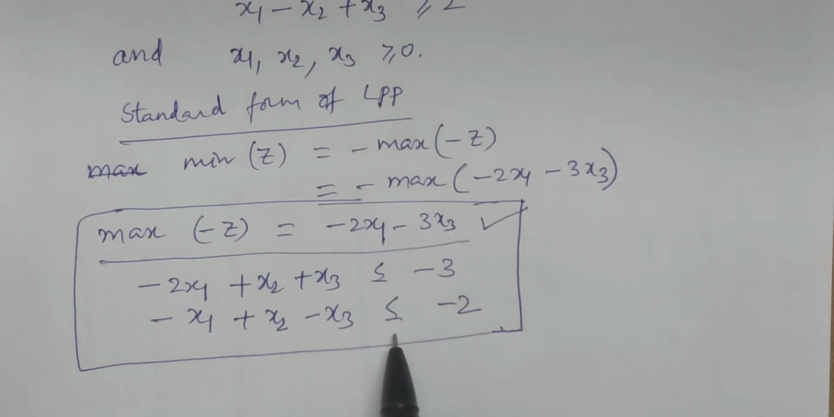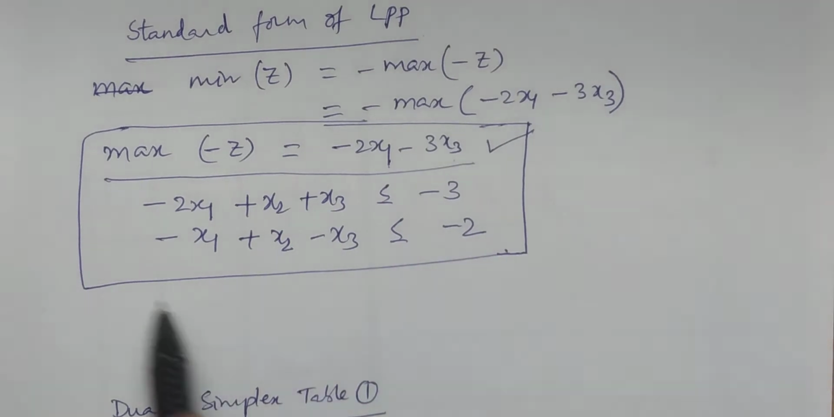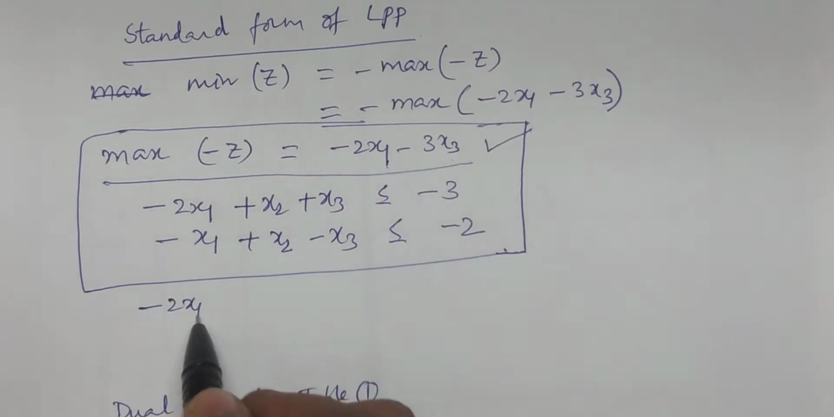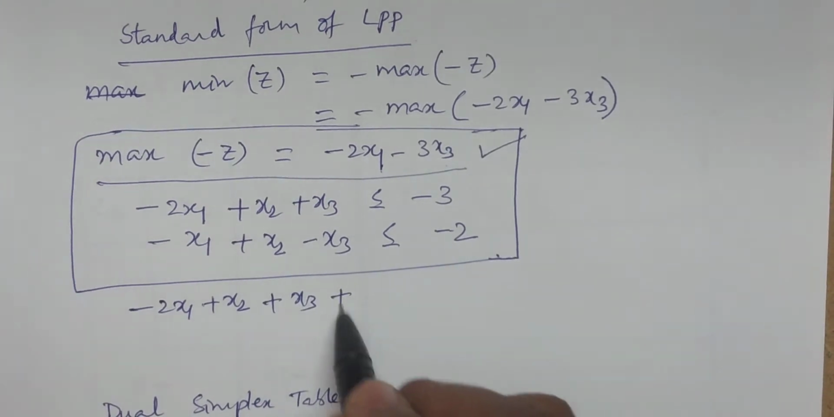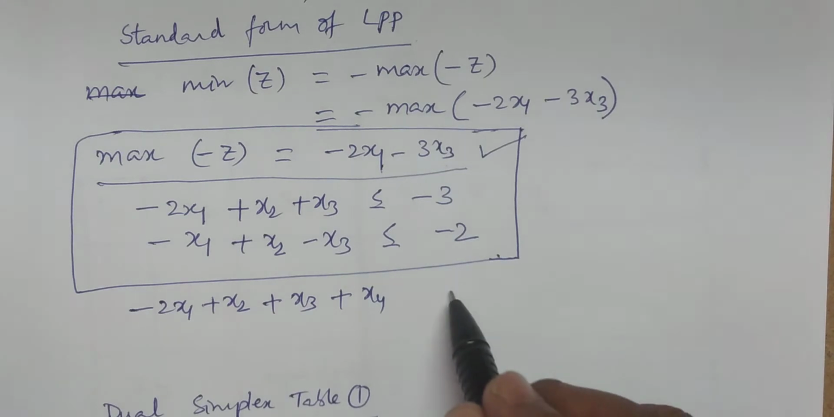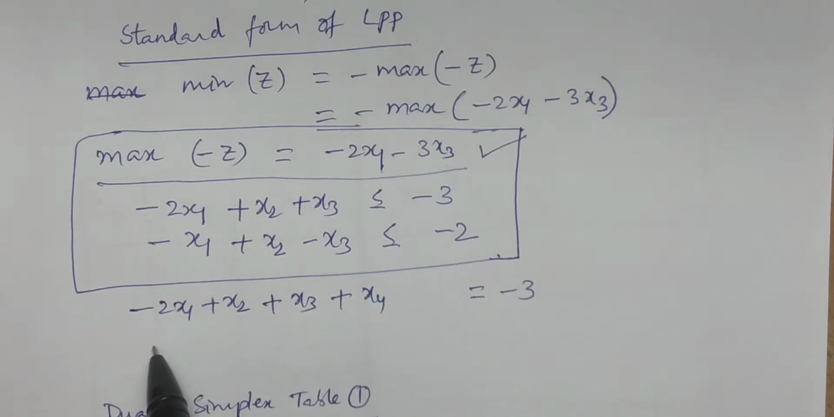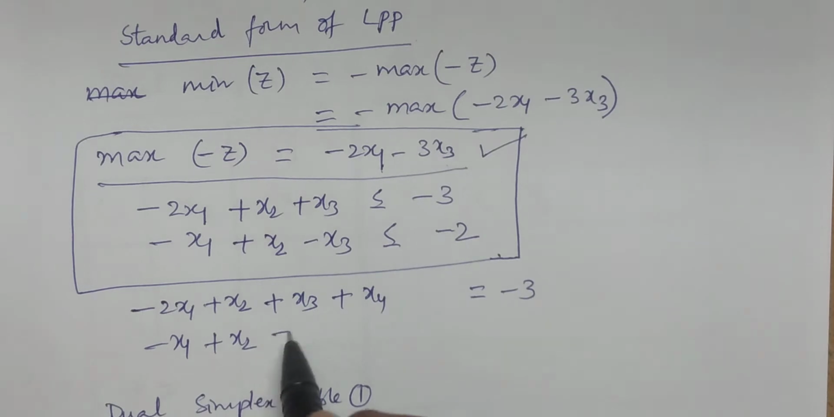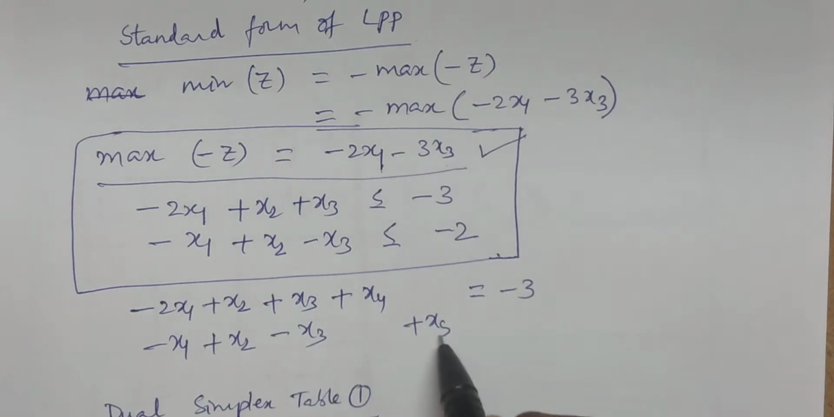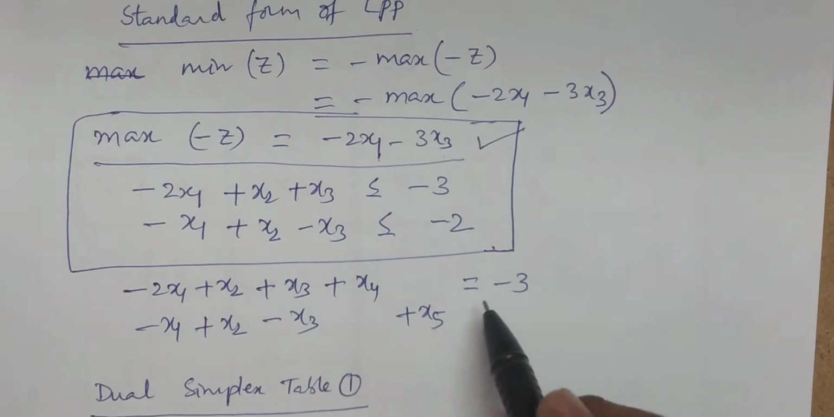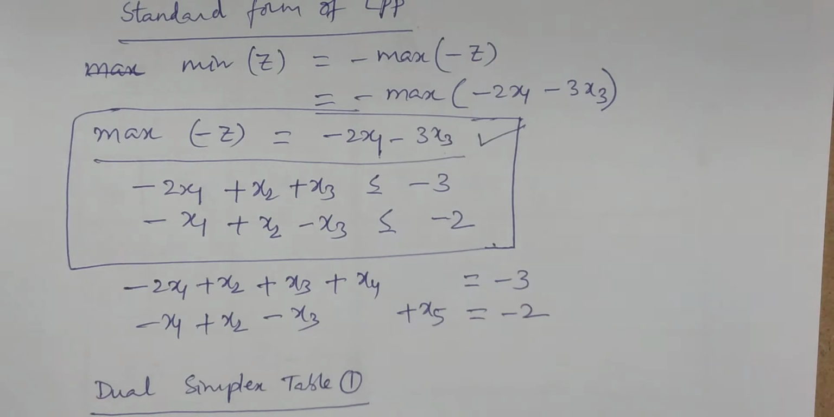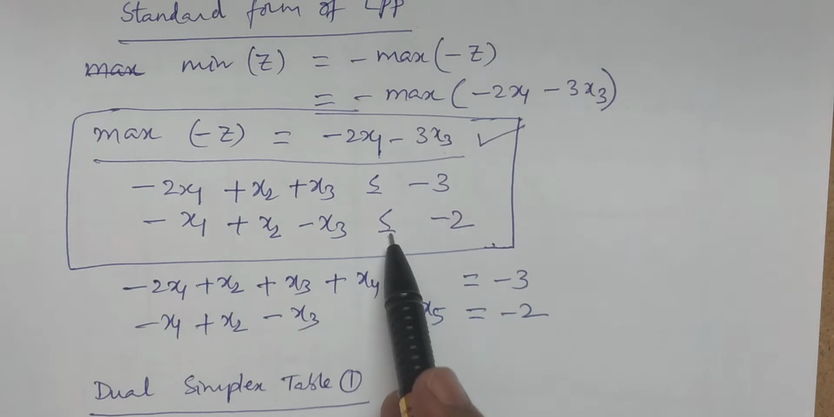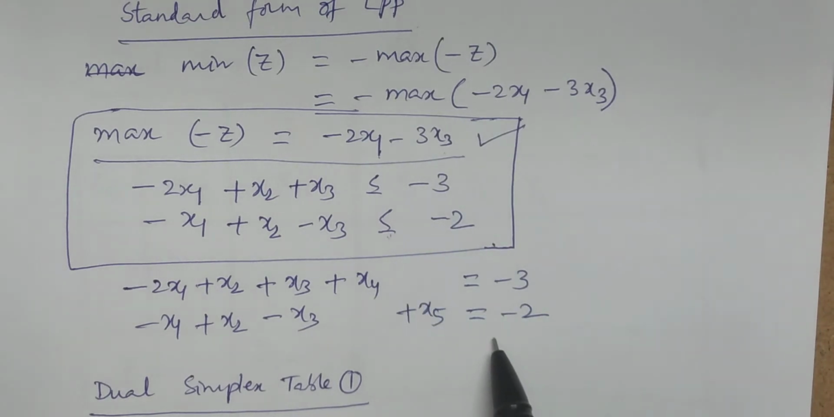Now, for the less than or equal to constraints, introduce slack variables: minus 2x1 plus x2 plus x3 plus x4, introducing slack variable x4, is equal to minus 3, and minus x1 plus x2 minus x3 plus x5, one more slack variable introduced here, is equal to minus 2. This is the next step, introduction of the slack variables and converting the given inequations of the constraints, less than or equal to, into equations of the constraints.